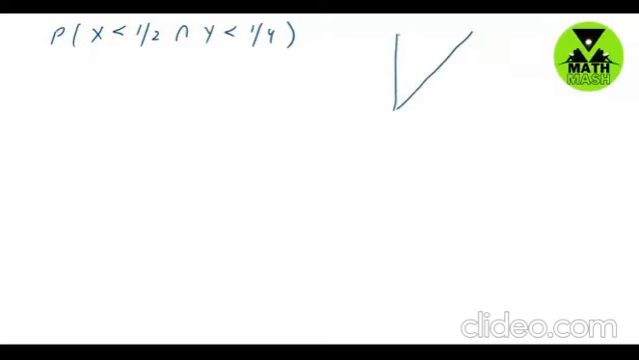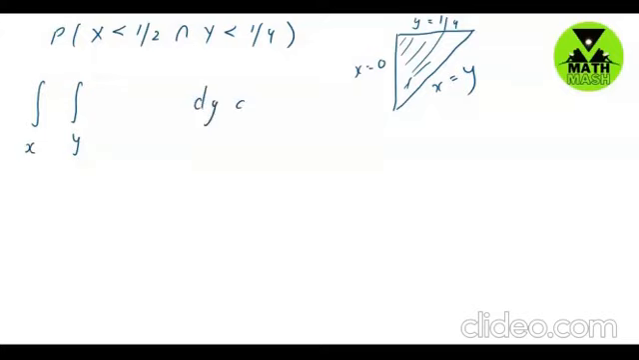So now we'll find out the probability. This is probability x is less than 1 by 2 intersection y is less than 1 by 4, and the region for this is bounded by x is equals to 0, x is equals to y, and y is equals to 1 by 4 line. This time we have to integrate the function within this region. First I'm integrating with respect to y, then with respect to x. You can integrate with respect to x first and then with respect to y. So here the order of integration is dy dx.